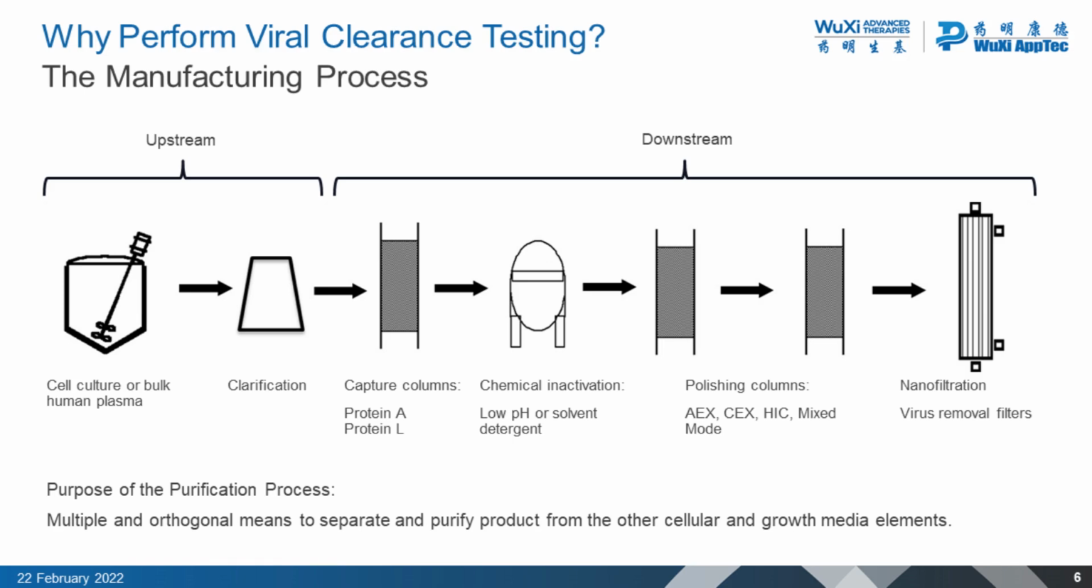So the purpose of the purification process is to have multiple orthogonal means to separate and purify product from other cellular and growth media elements, as well as process-related impurities, as well as product-related impurities. As you can see here, the downstream can be broken down into several distinct steps, including capture, either through affinity or some other means, chemical inactivation by low pH or solvent detergent, as well as polishing columns, and then finally by a nanofiltration through a virus removal filter.